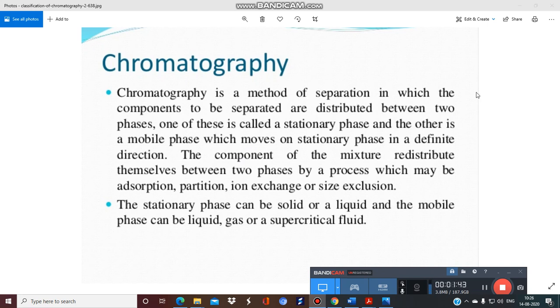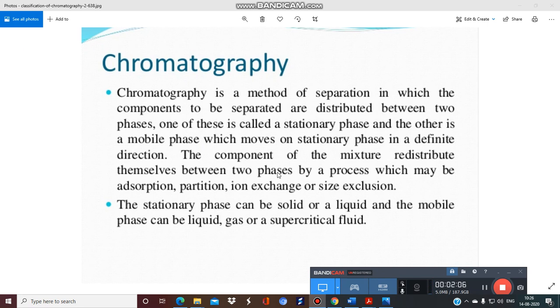So let's see again. Chromatography is a method of separation in which components to be separated are distributed between two phases. One phase is known as the stationary phase and the other one is known as the mobile phase. Why are compounds separated? We have also covered this. The compounds get separated due to the affinity of the particular components to a particular phase.